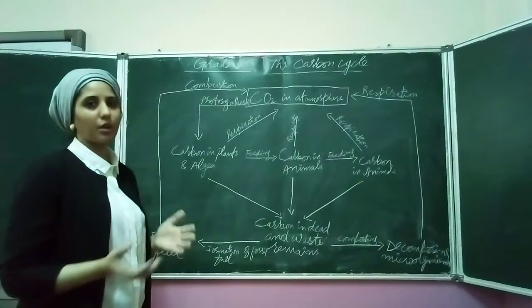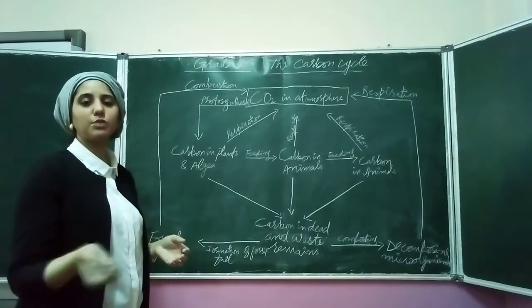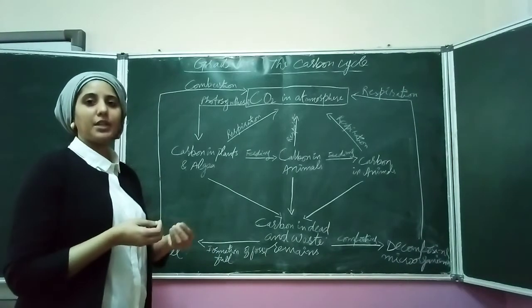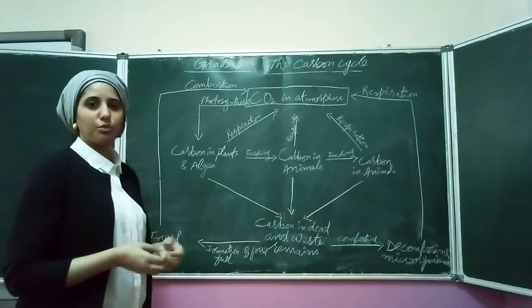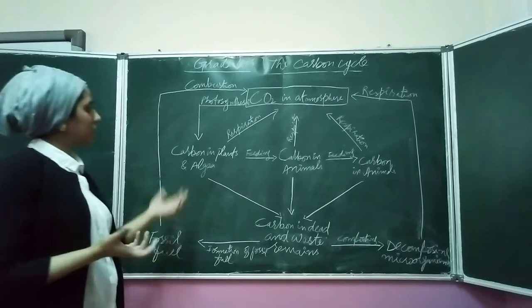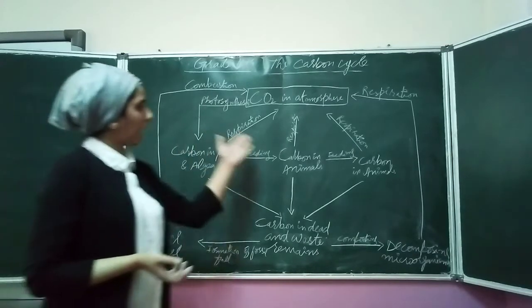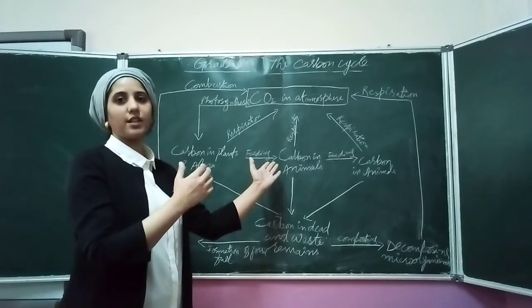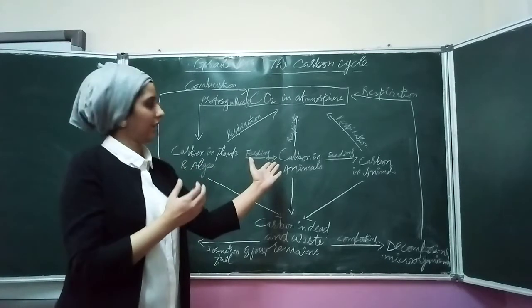We all know that photosynthesis is the process through which plants make their own food. They combine carbon dioxide and water in order to produce glucose. So these plants, when eaten by the primary consumers, this is where the shift of carbon takes place.